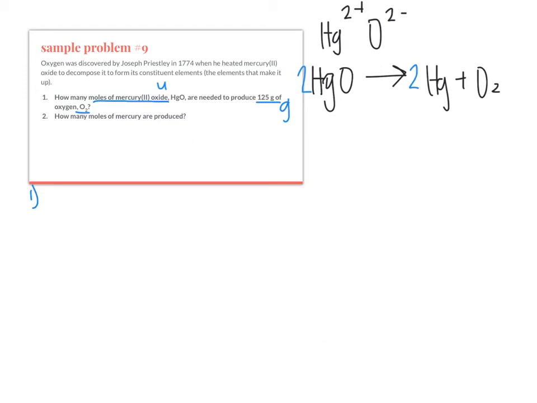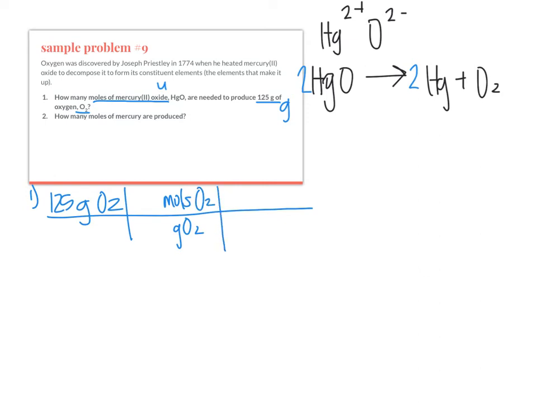We start with the given, 125 grams O2. If we have grams of O2 on top, we have grams of O2 on bottom. And we're trying to get to moles of mercury oxide. So then we go moles oxygen, moles oxygen, and then we can go moles HgO. Okay?